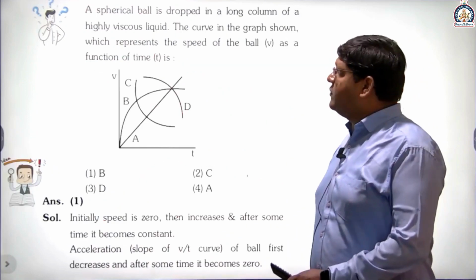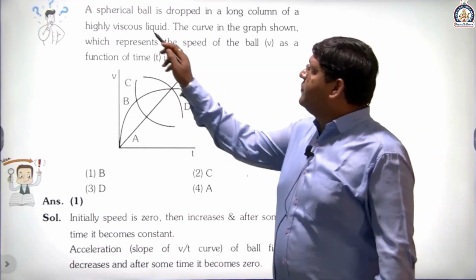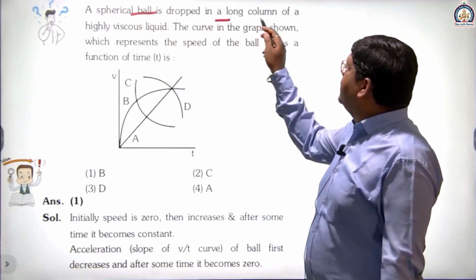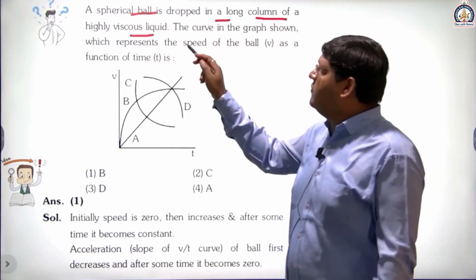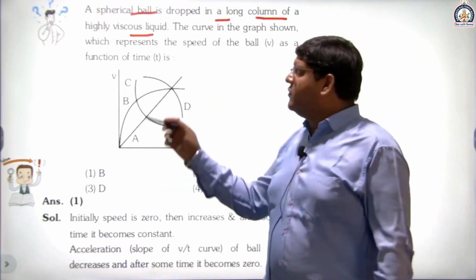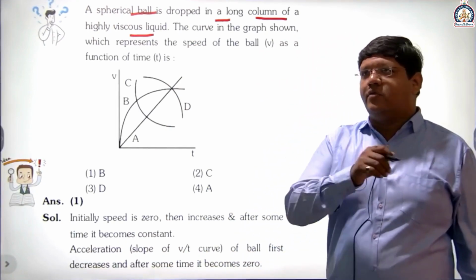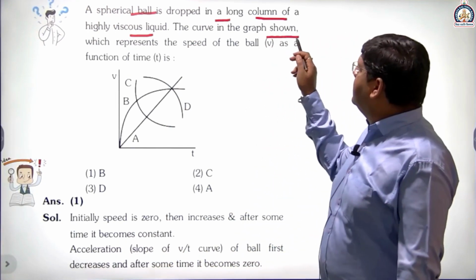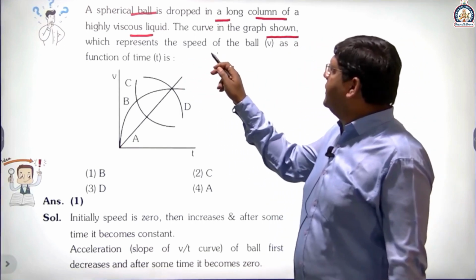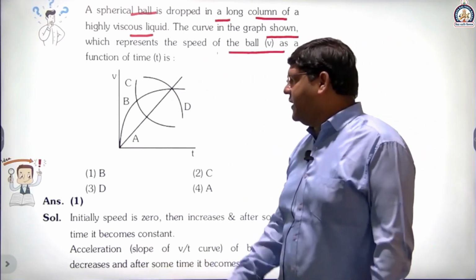Okay. Moving to the next question. The next question says a spherical ball is dropped in a long column of highly viscous liquid. Okay, viscosity is a property related to fluids. As we all know, it is actually the resistance to flow. The curve in the region shows which represents the speed of the ball as a function of time.